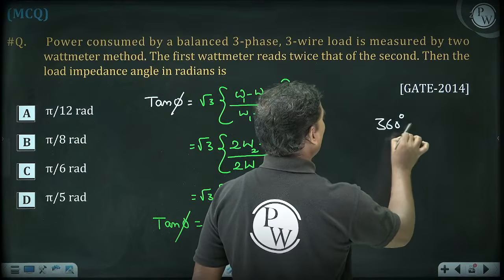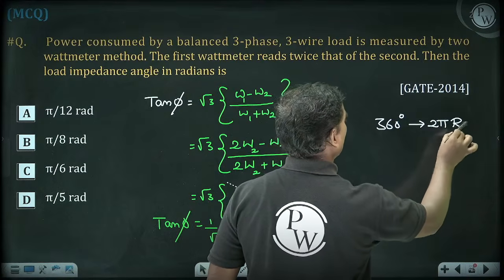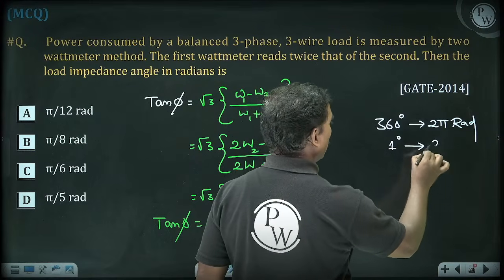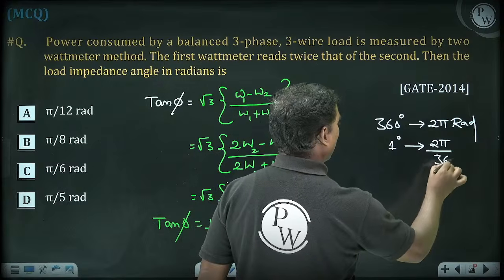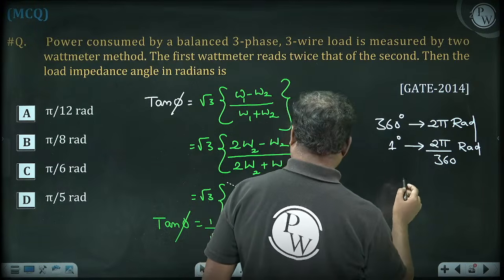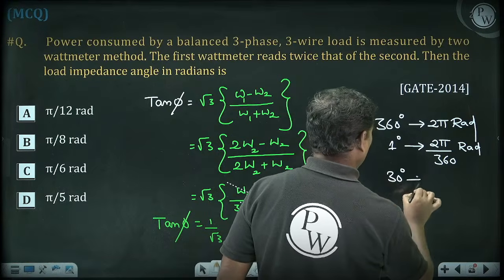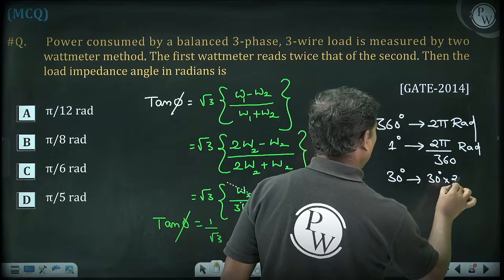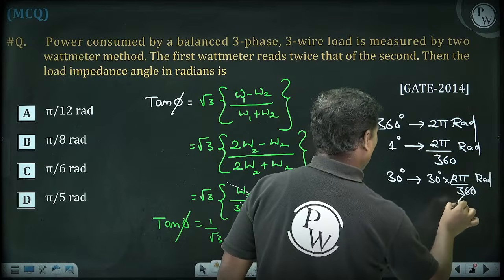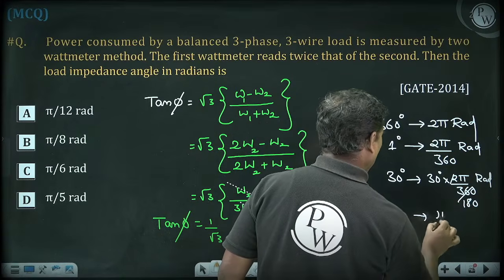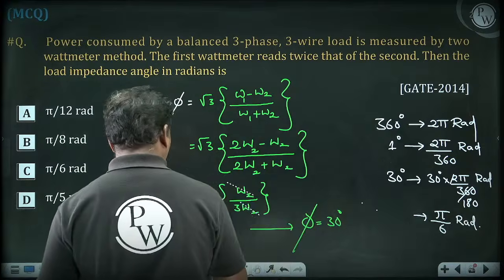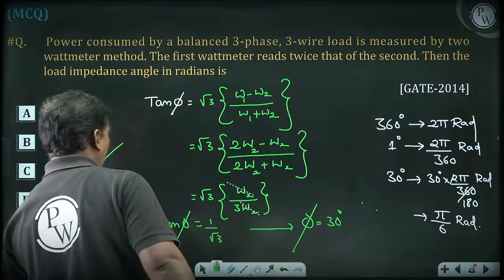360 degrees is equal to 2 pi radians. So 1 degree is equal to 2 pi by 360 radians. We need 30 degrees, so 30 into 2 pi by 360 radians, which is pi by 6 radians. Answer is pi by 6. Option C is the right answer.